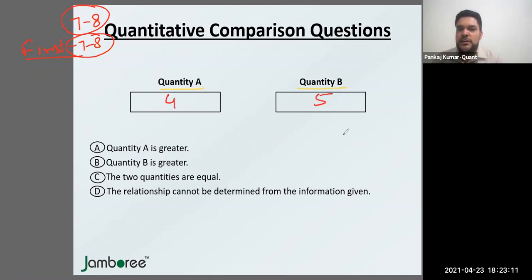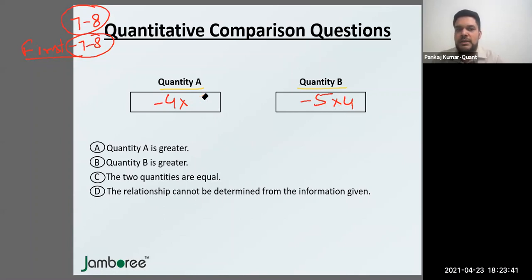If you can write in the chat, if I'm comparing 4 and 5, which quantity is greater? B. Great, thank you. Now what if I'm comparing -4 times 5 and -5 times 4, which quantity is greater? Great, because this is going to be -20 and this is also going to be -20.